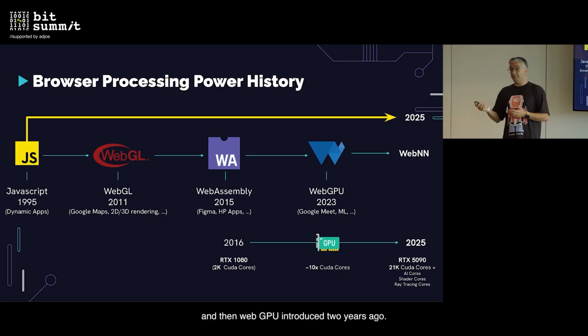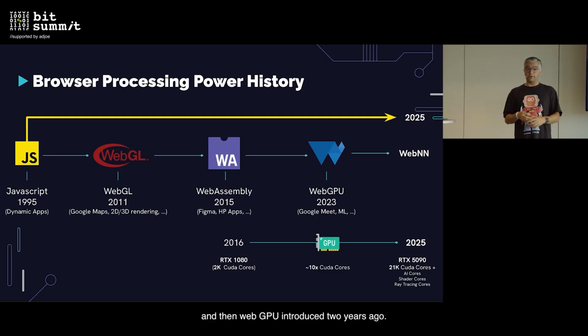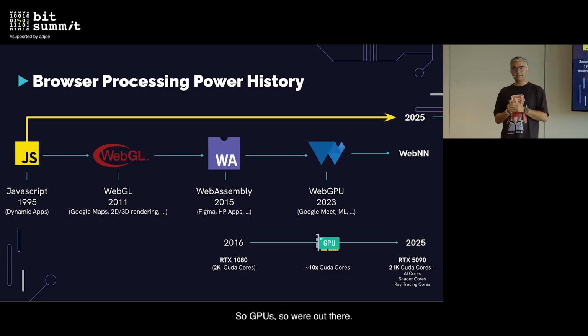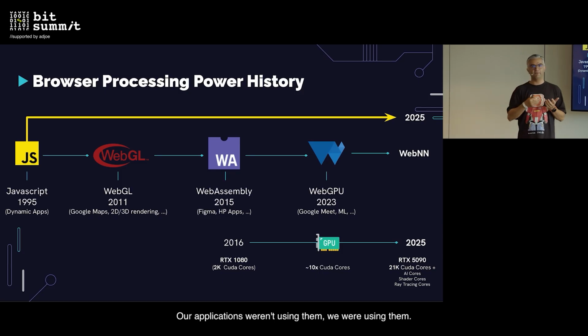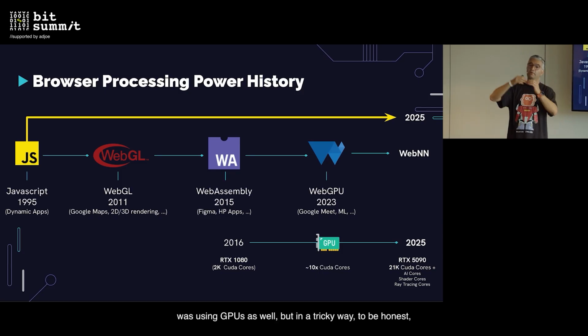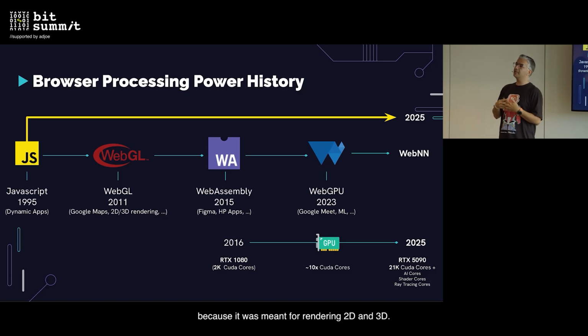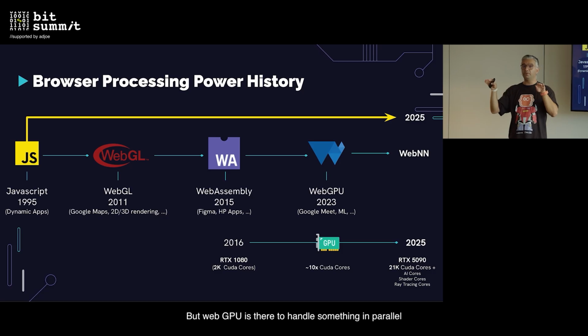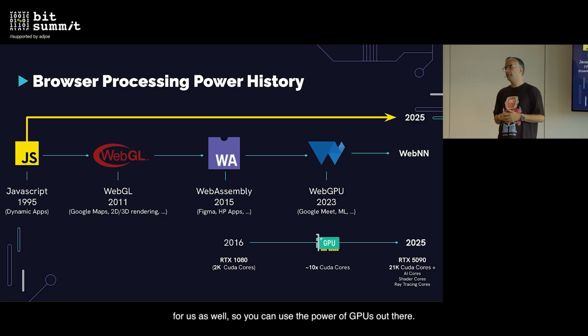And then WebGPU was introduced 2 years ago. WebGPU is like WebAssembly for the GPU. GPUs were out there, but our applications weren't using them. We were using WebGL, which was using GPUs as well, but in a tricky way, to be honest, because it was meant for rendering 2D and 3D. But WebGPU is there to handle things in parallel for us as well. So you can use the power of GPUs out there.